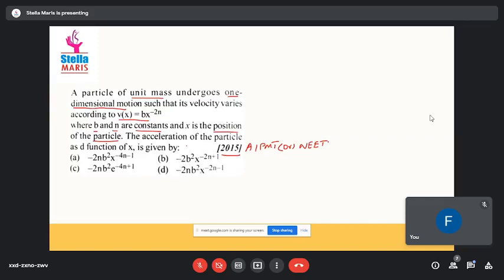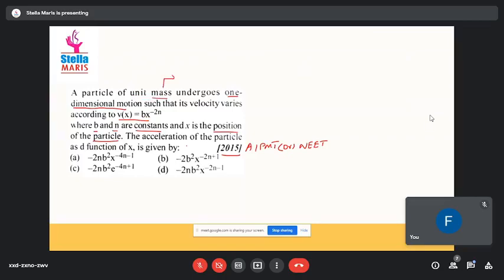So what do you get from this question? Anyone? What do you understand from this question? They're saying a particle of unit mass. First, you have to neglect this. Am I right or not? Okay, we have to neglect this because we don't have to worry about mass.